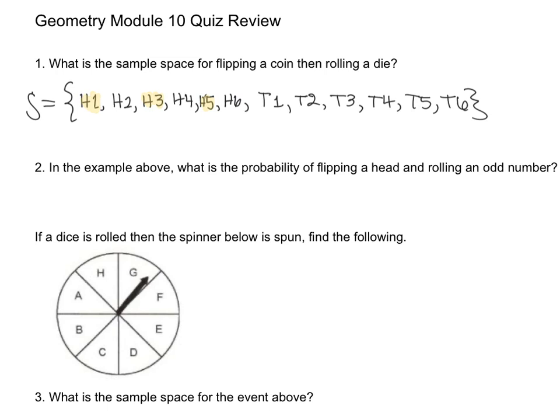So that means my probability there: 3 of my outcomes were flipping a head and rolling an odd number, over my total number of outcomes, which there are 12 of them. So 3 out of 12 can then simplify to 1 over 4.